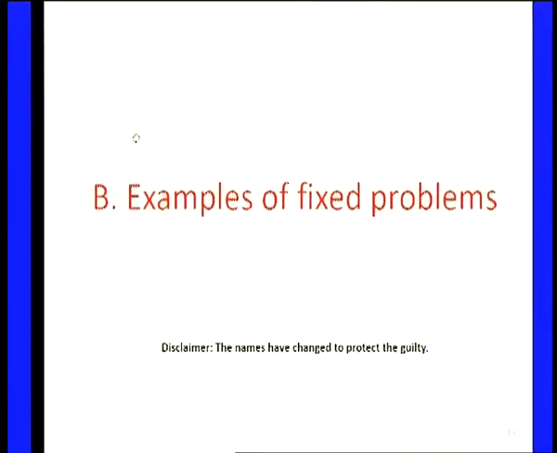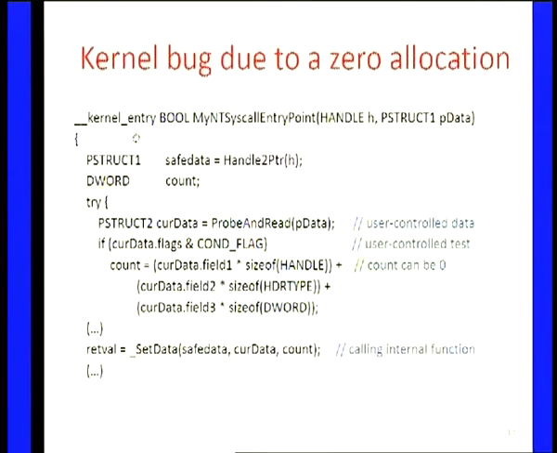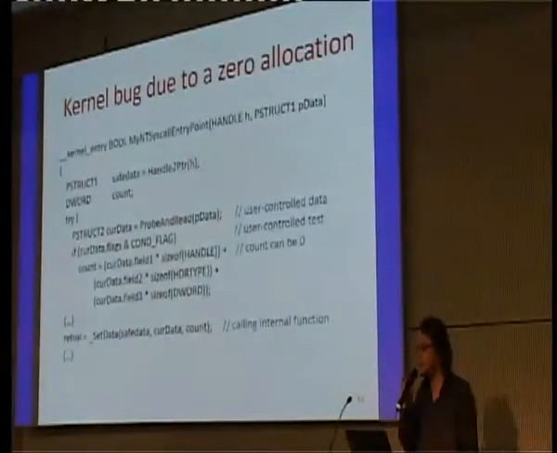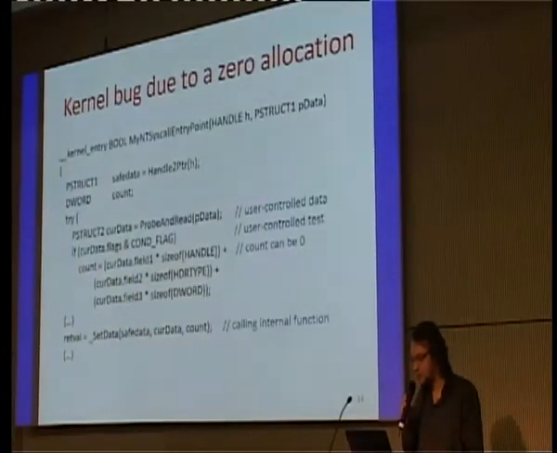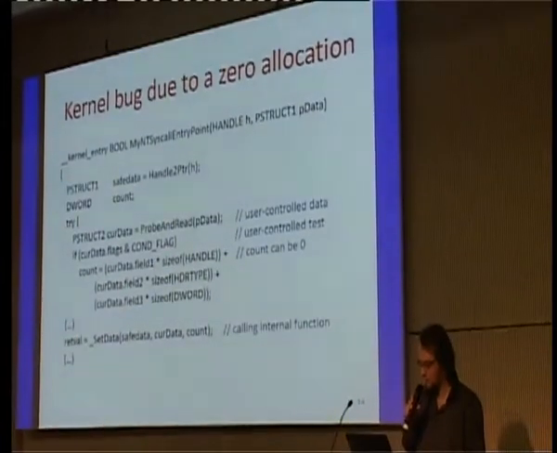Okay, so let's give a couple of examples now that we have done all the taxonomy. This is an example from the Windows kernel, a true example that was fixed. Imagine you have a system call, and I called my syscall entry point. It takes two parameters. One of them is a p-data pointer. For those not familiar with type names in Windows, those are uppercase, and a P at the beginning means it's a pointer. So p-data of type p-struct1 means a pointer to a variable of type struct1.